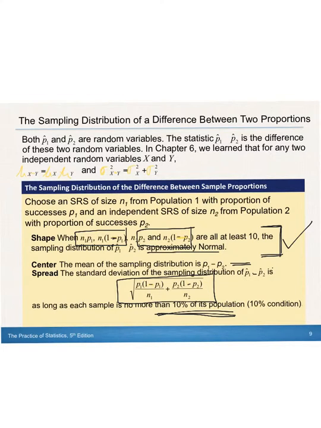So none of this stuff is particularly new, except we need to be reminded about the sum of the variances being how the sampling distribution shifts. But other than that, it's the same stuff. You just need to remember large counts has to do with normality, and the 10% has to do with independence. And if it's independent, we can use this formula.